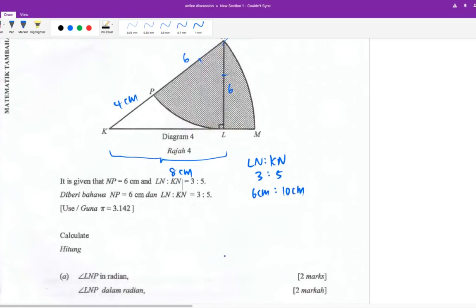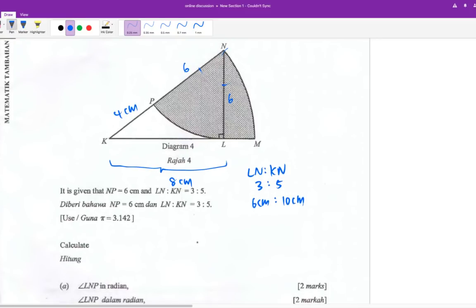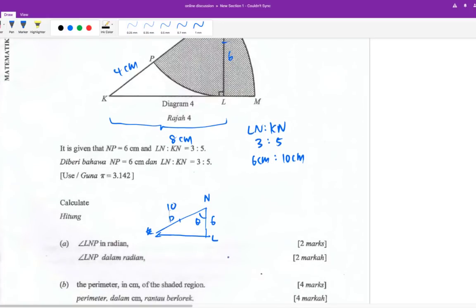So the first one, they asked me to find the angle for L and P. Where is L and P? Alright, so I will sketch out the triangle over here. And then this one is my L and P. Basically, the question asks you to find this angle. So I will use 6 and 10, and I will use cos. Adjacent over hypotenuse. So I will say cos angle LMP equals 6 over 10.